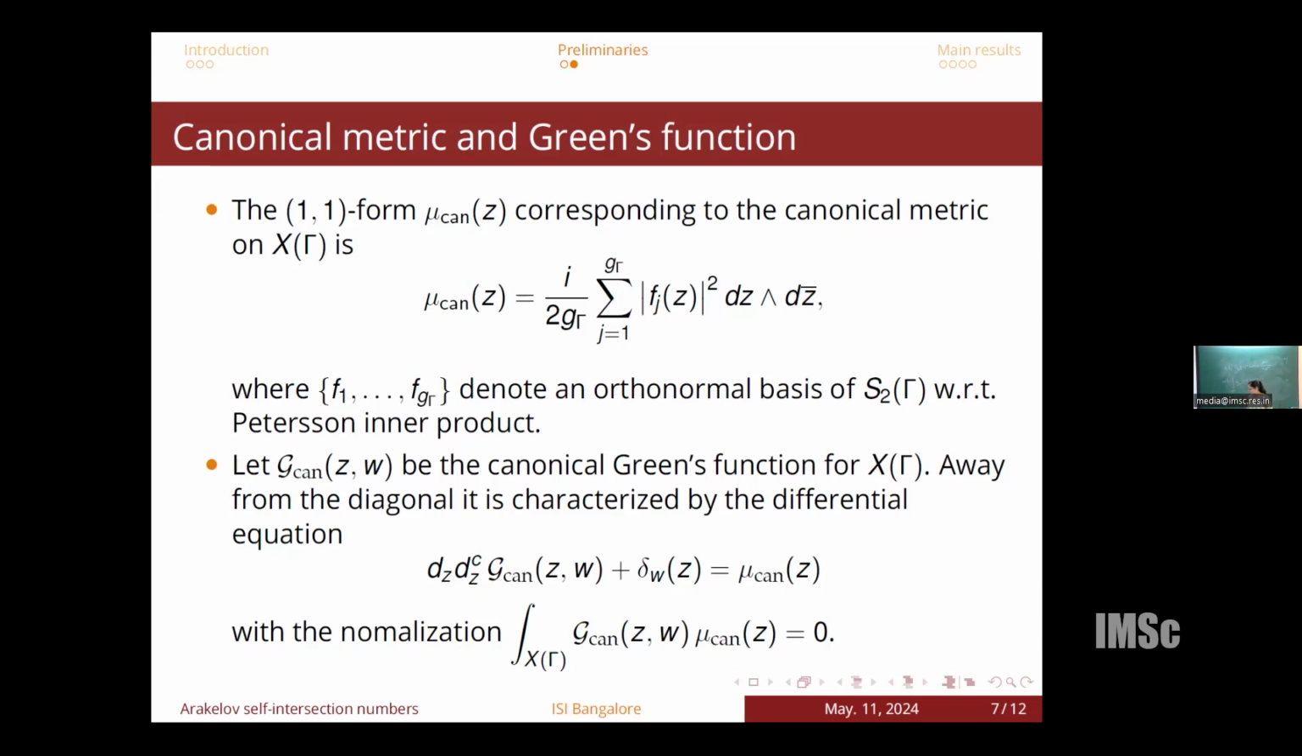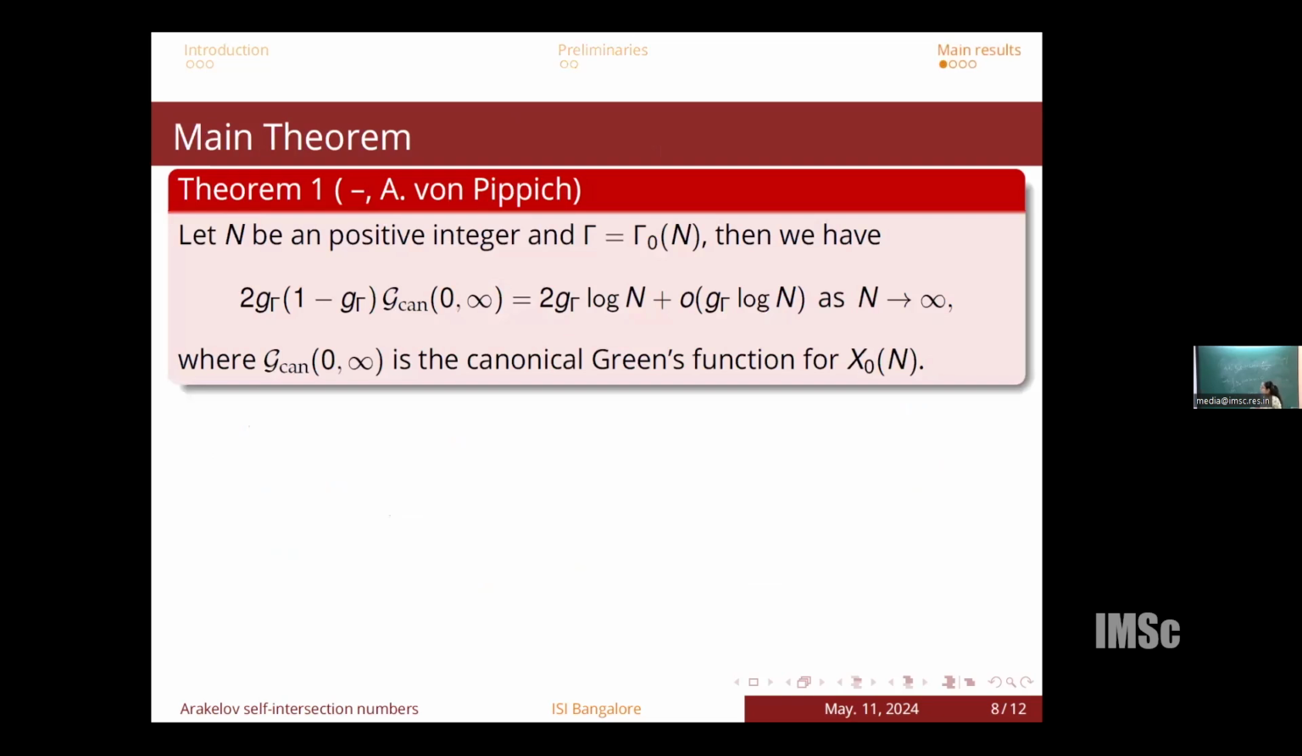Now one of my results is regarding this canonical Green's function. This is the first theorem. Let n be any positive integer, and take Gamma as the congruence subgroup Gamma_0(N), where g_Gamma is the genus of this group. Then 2 g (g minus 1)... g_can(0, infinity) is equal to 2g log N plus little o of log N as N goes to infinity. So this is from my PhD work.